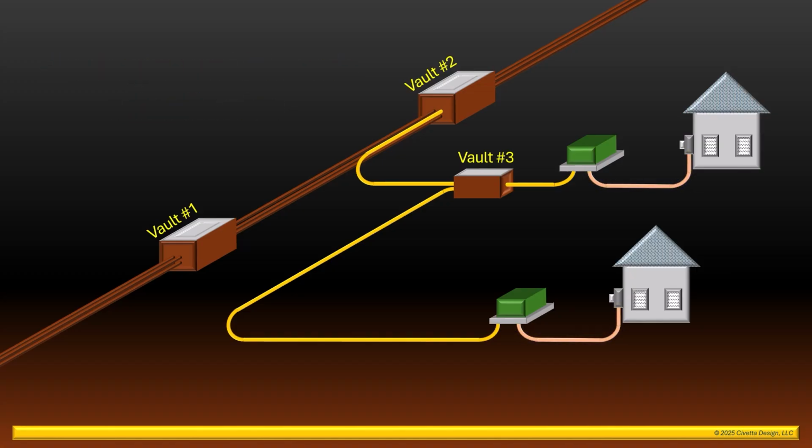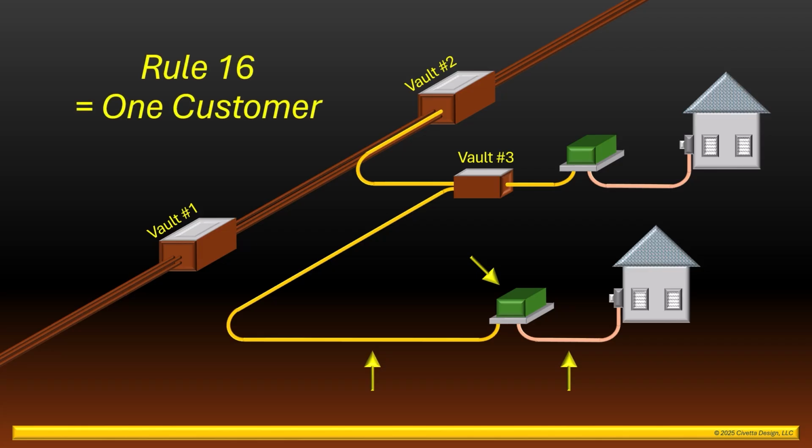Take a look at the home at the bottom of the image. The electric facilities that provide power to this home, beginning with the conduit and cable connected to vault number 3, the transformer, and the service conduit, are all installed under the provisions of Rule 16, since these facilities only provide power to a single customer. Similarly for the home at the top, since these electric facilities provide service to a single customer, they fall under Rule 16.